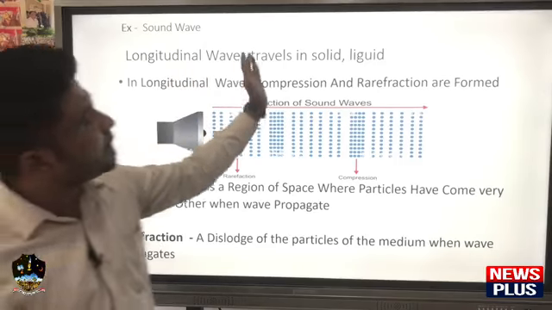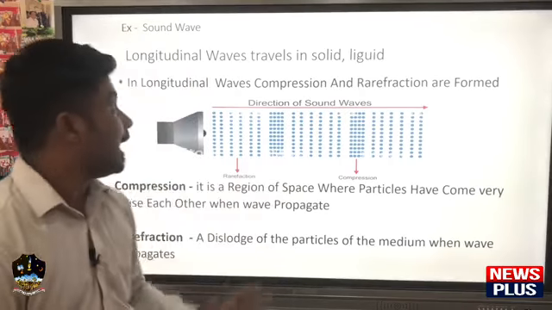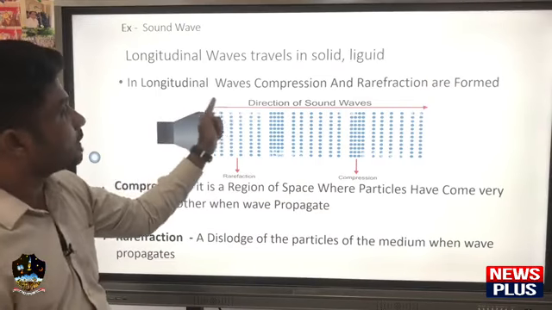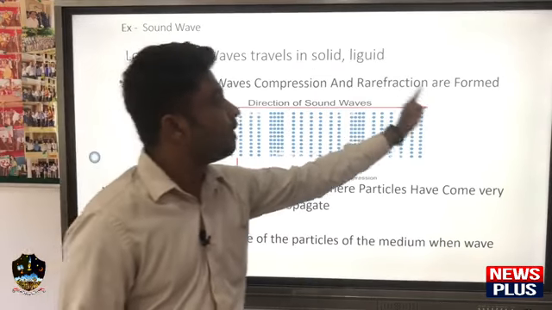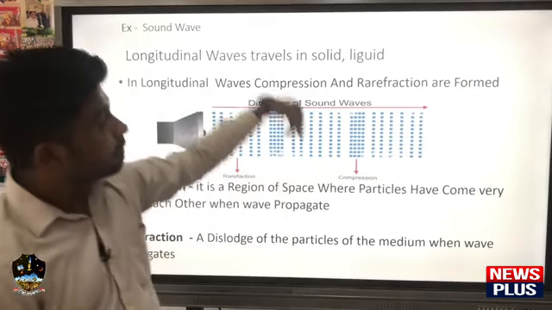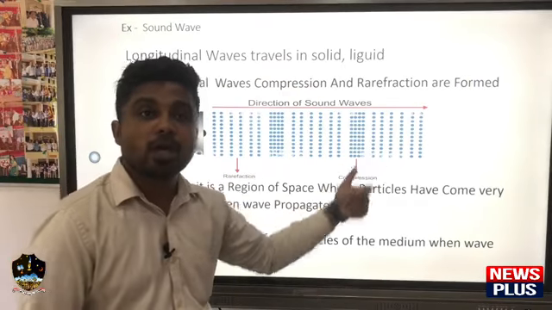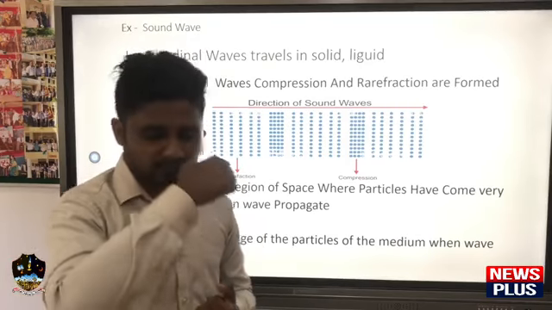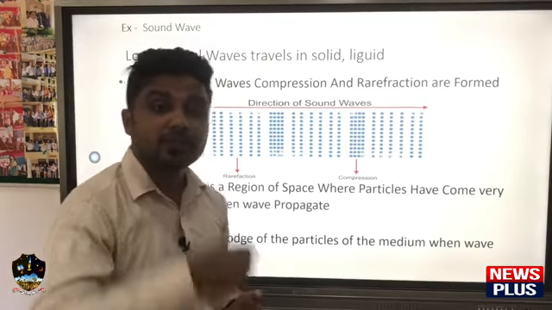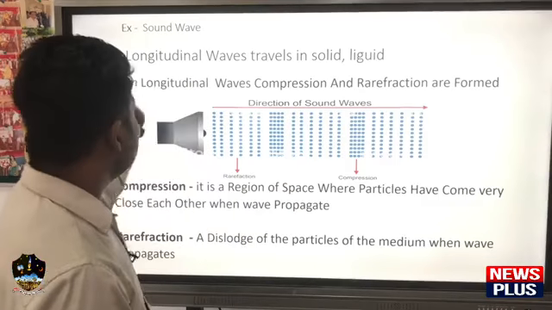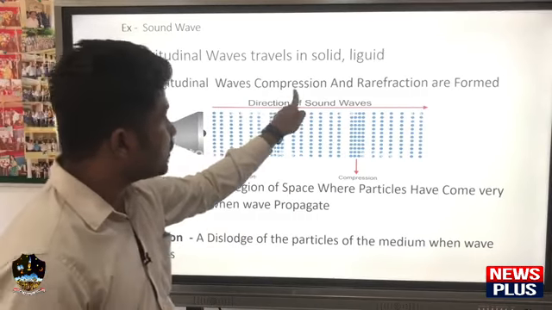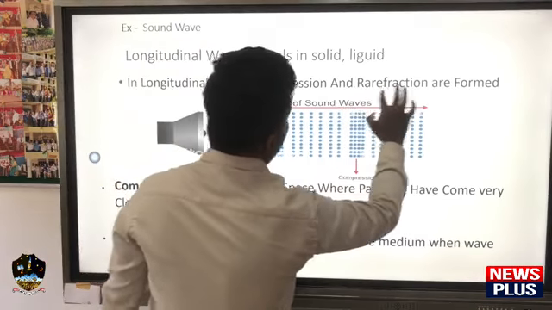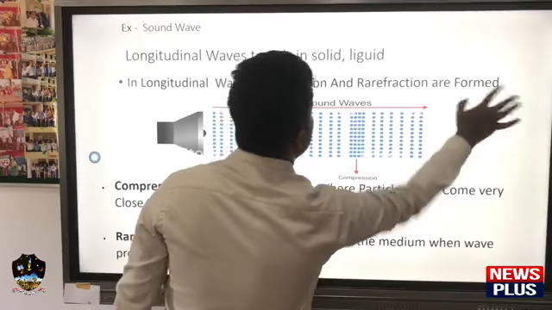Longitudinal waves travel in solid, liquid, and even gas also, right? And in longitudinal waves, compression and rarefaction are formed. We looked at how in transverse waves crests and troughs are formed, but here in longitudinal waves, compression and rarefaction are formed.